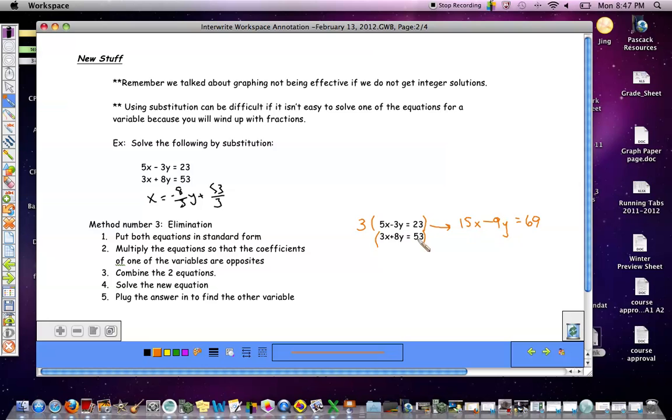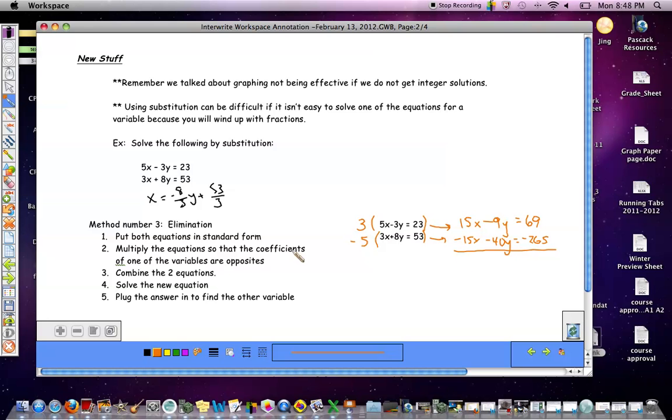Now I have a 15x in the top equation. I'm going to have to multiply the bottom by a negative 5. Now up here it says positive 5, but if I multiply by negative 5, that'll give me a negative 15x, which will cause the x terms to cancel or be eliminated. Okay, minus 40y equals negative 5 times 53 is negative 265.